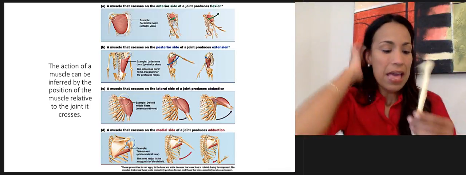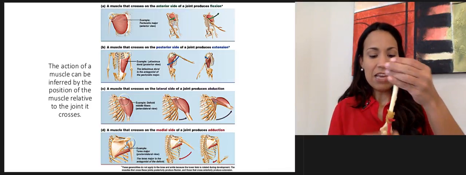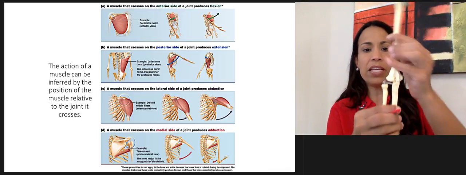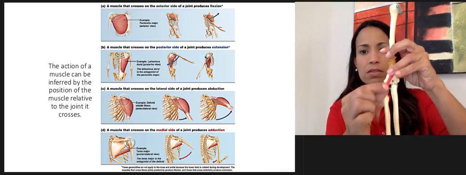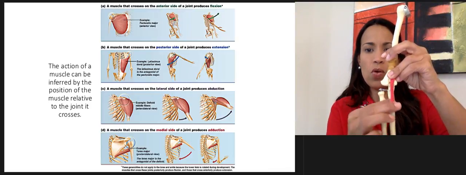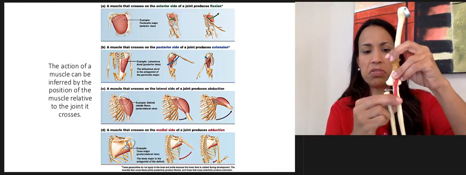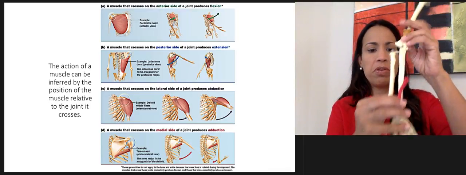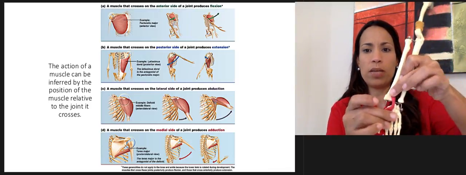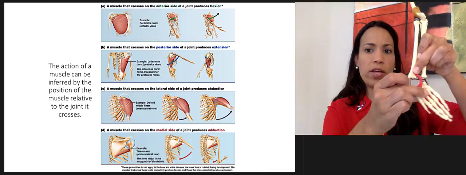Now, a muscle, we said that it will cross a joint, right? If that muscle is crossing the joint anteriorly, okay, this is the front. If it crosses the joint anteriorly, when it contracts, when we shorten that muscle, we're going to produce flexion. Flexion, in this case, of the forearm. But let's go to the wrist. If we put the muscle here in the anterior aspect of the wrist, when we shorten, we're going to flex the wrist as well, right?